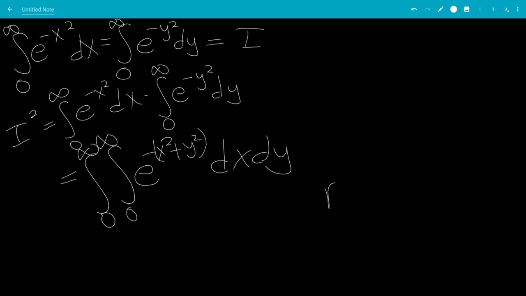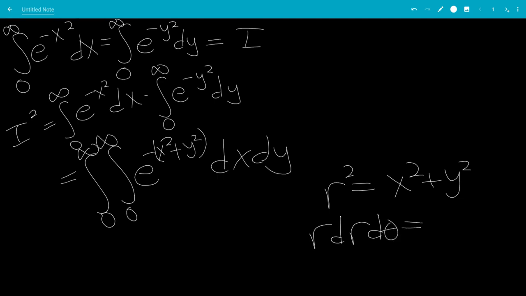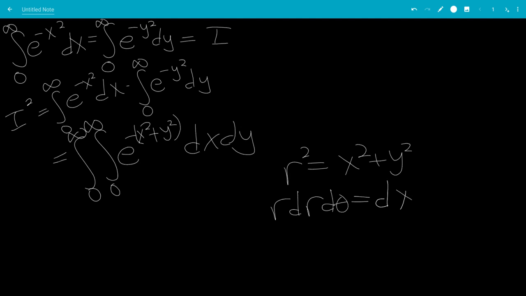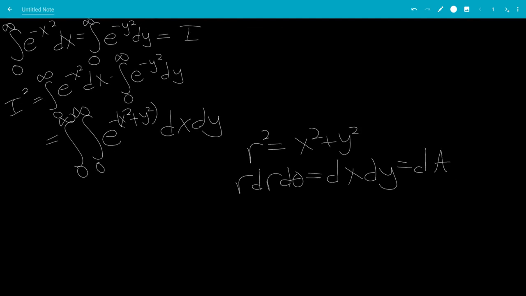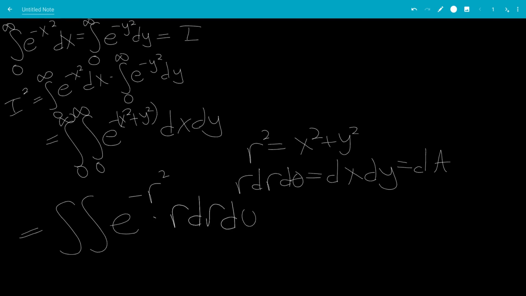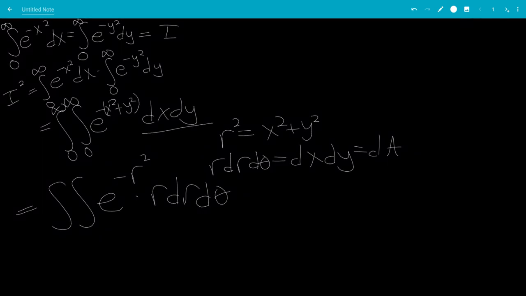So now we're going to let r squared be x squared plus y squared. And using some calc 3 logic, this means that r dr d theta is dx dy, which is dA, by the way. So this will be the double integral of e to the minus r squared times r dr d theta. And now let's look at this integral.